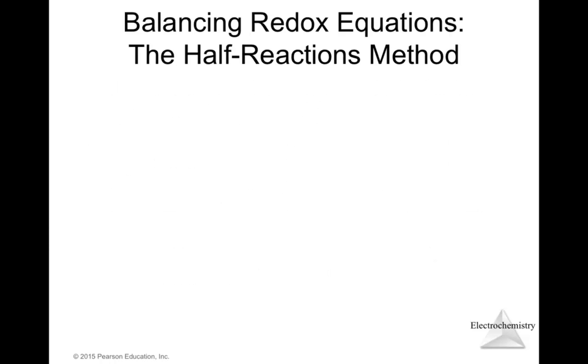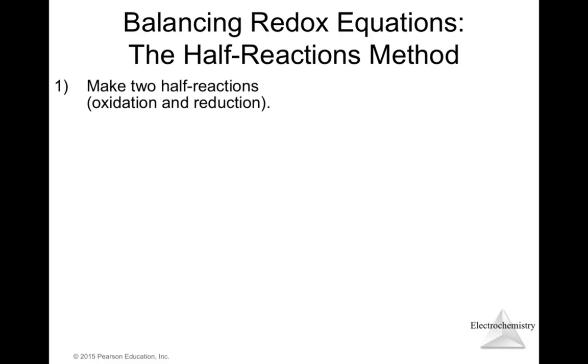Now, how can we balance a redox equation? To do this, we use the half reactions method. First, we need to make the two half reactions. We need to identify which one is reducing and which one is oxidizing, and then we separate both half reactions.